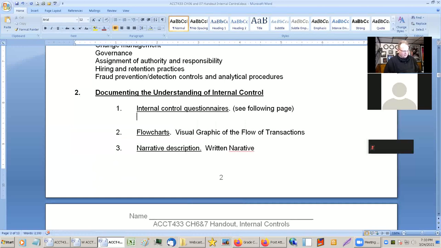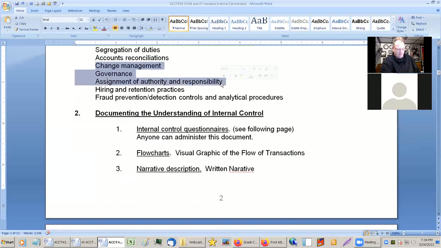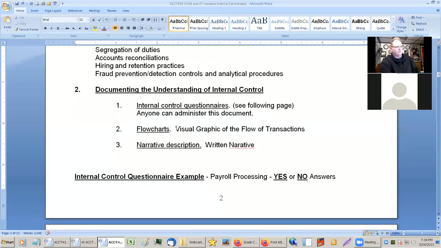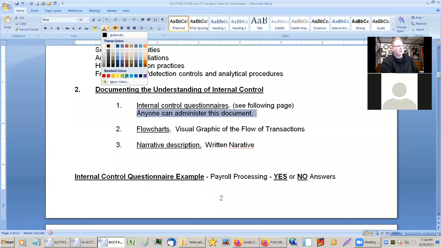internal control questionnaires. The advantage is that anyone can administer this. We'll see that on the next page. So you can take someone who's never been on an audit, it's their first audit ever, and anyone can administer the document.